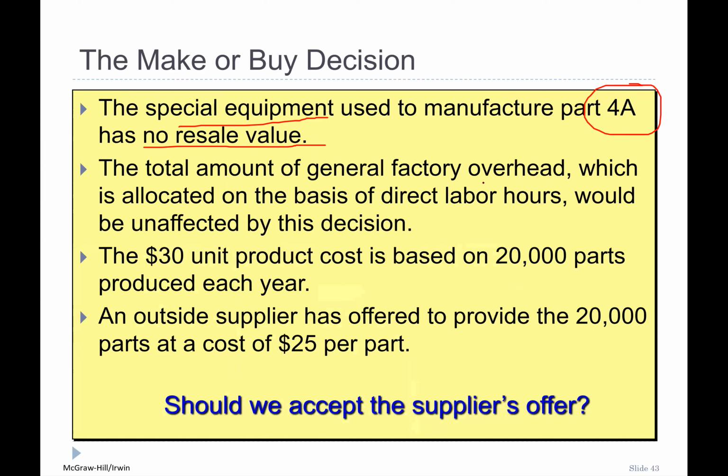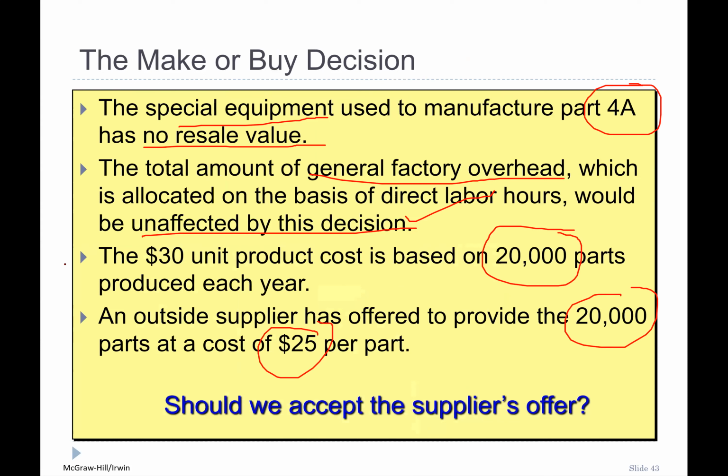The total amount of general factory overhead, which is allocated on the basis of direct labor hours, would be unaffected, right? So general factory overhead would not change. That is unavoidable. So the 30 per unit cost is based on 20,000 parts each year. One supplier says that he will be providing you at 25.